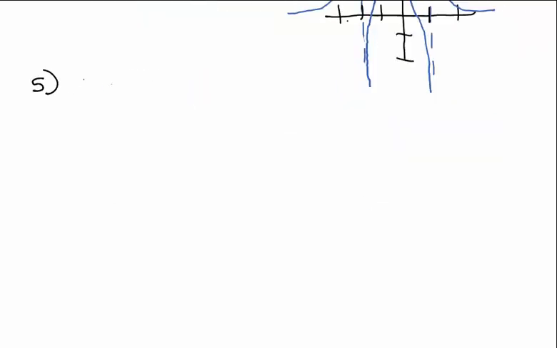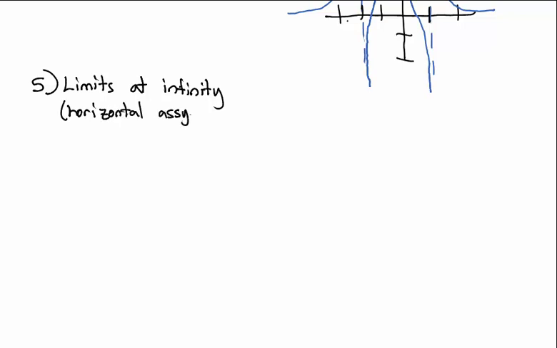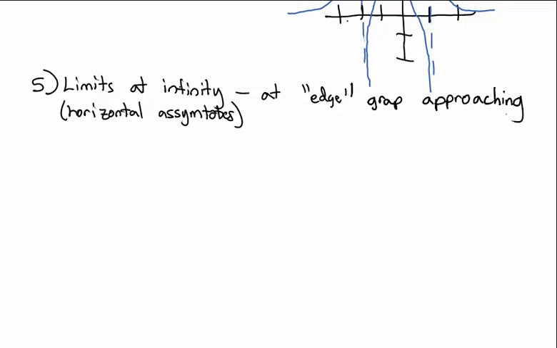Be careful not to confuse that with what we call our limits at infinity, also known as horizontal asymptotes. And this describes what is happening at the edge, what the graph is approaching. So, for example, let me draw another graph here.